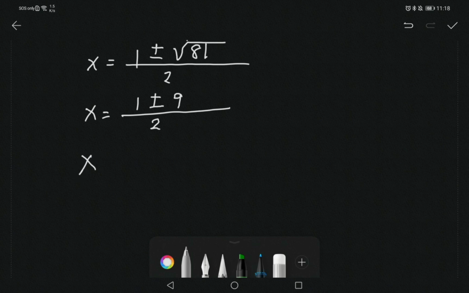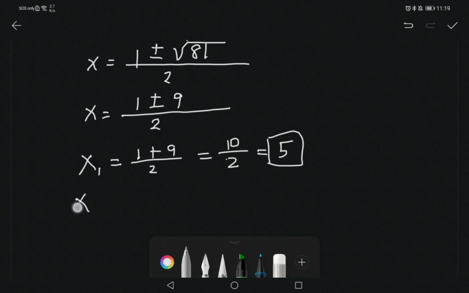Then we have x sub 1 equals 1 using the positive sign plus 9 over 2. So 1 plus 9 is 10 over 2, and 10 divided by 2 is 5. So this is the answer.